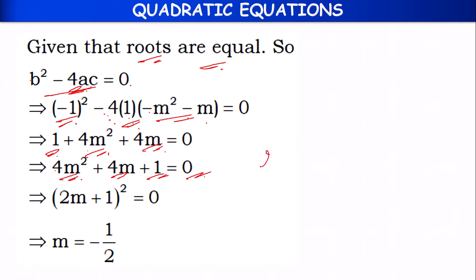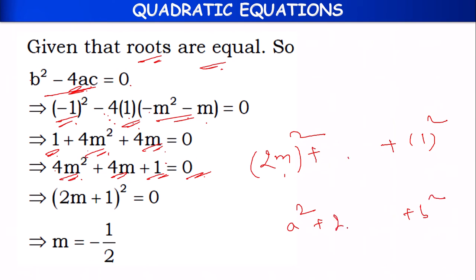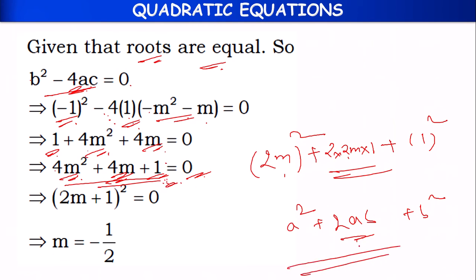4m square can be written as 2m whole square, 1 can be written as 1 square, means a square plus b square. The middle term should be in the form of 2ab, means 2 into 2m into 1, which is equal to 4m. Means the expression we got is in the form of a square plus 2ab plus b square, whose value is a plus b whole square. Means 2m plus 1 whole square equal to 0.